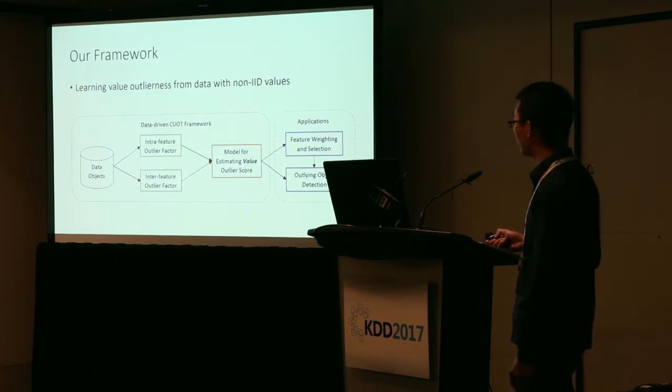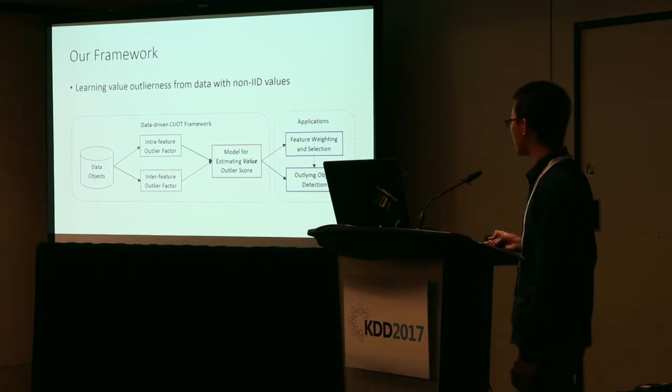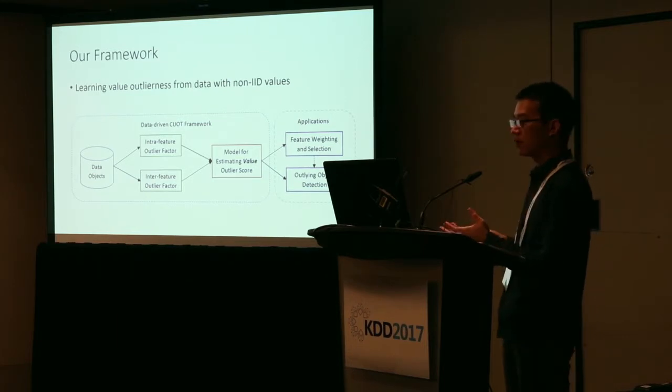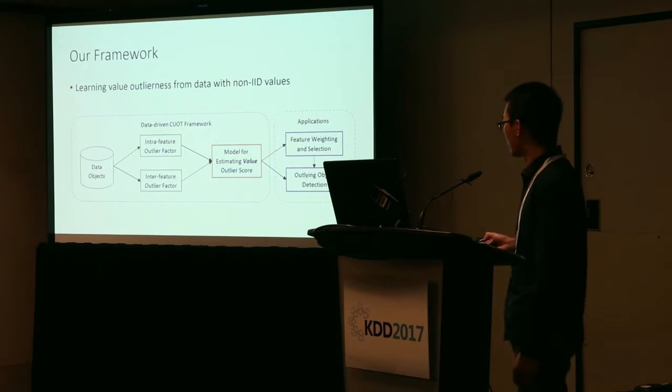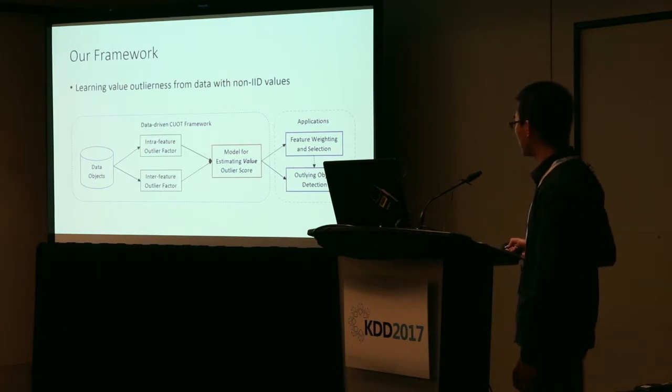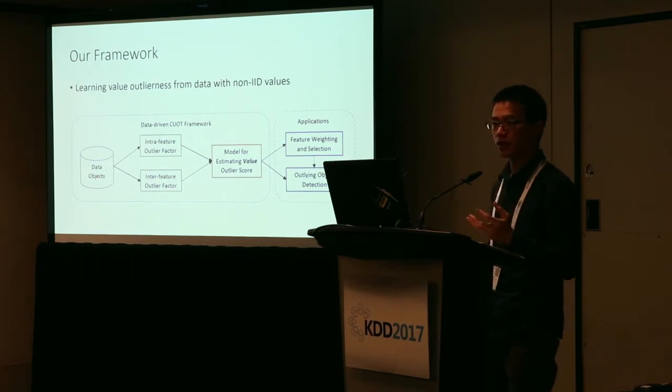Another benefit of learning the value outlierness is that it has very good flexibility in terms of applications. Because the value is at the very lowest level, we can use the value outlierness to infer the outlierness of data objects, as well as the outlierness of features. We can even have other applications, such as using it to explain why an object is an outlier.